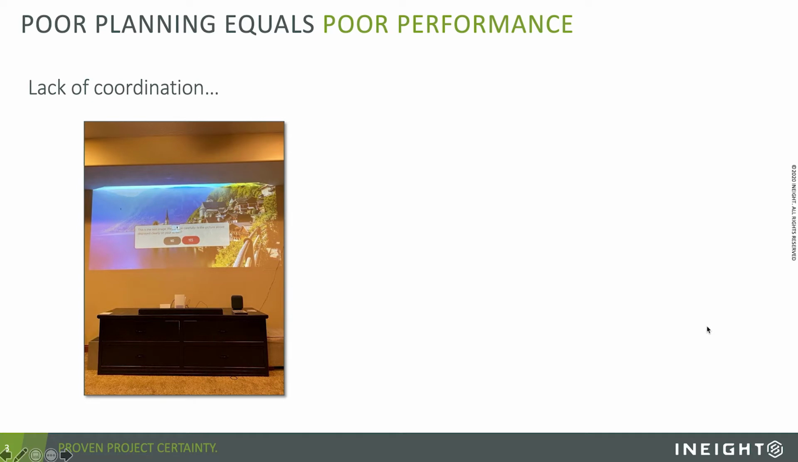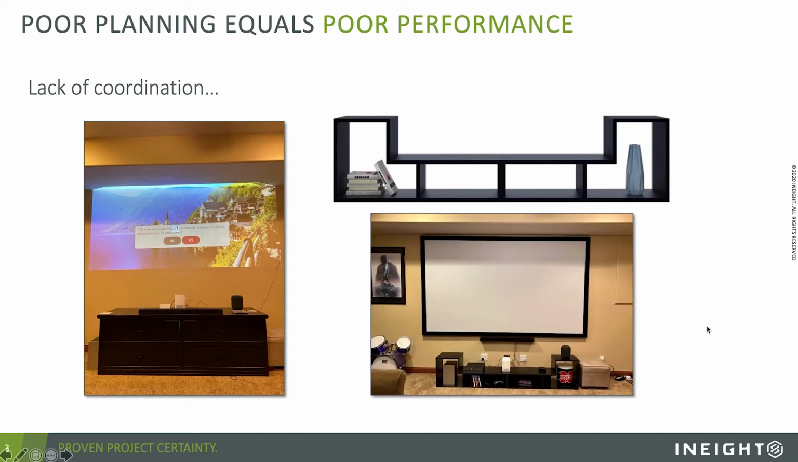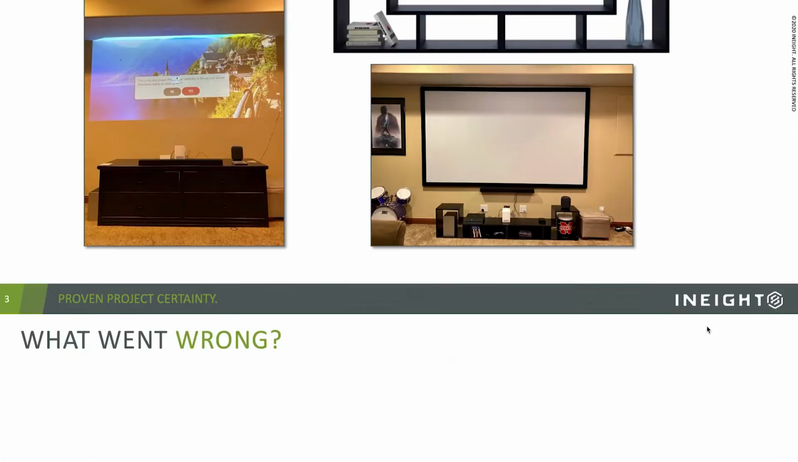You can see there that the projection is shooting all the way up onto the roof because the entertainment center was too high, and we had a lack of coordination. We had to go out and get a different entertainment center and install that so that we could get the projector down low enough to hang the screen in the right spot. So not only did we have procurement issues, but we had some design issues.